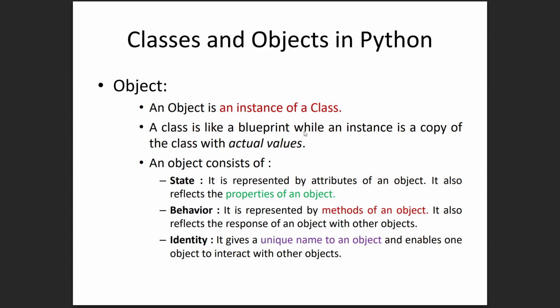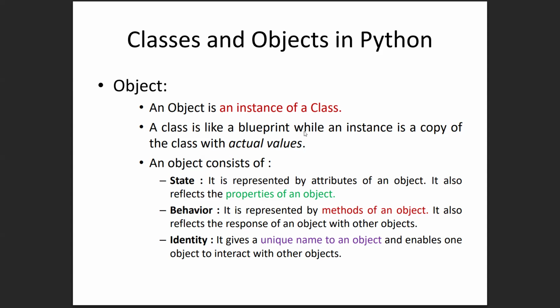We will discuss these three things. So what do you mean by state? It is represented by the attributes of an object. So whatever the object is, the state will represent its attributes. That is the state. And it will also reflect the properties of an object. It means whatever changes you have made, it will also reflect the properties of the object.